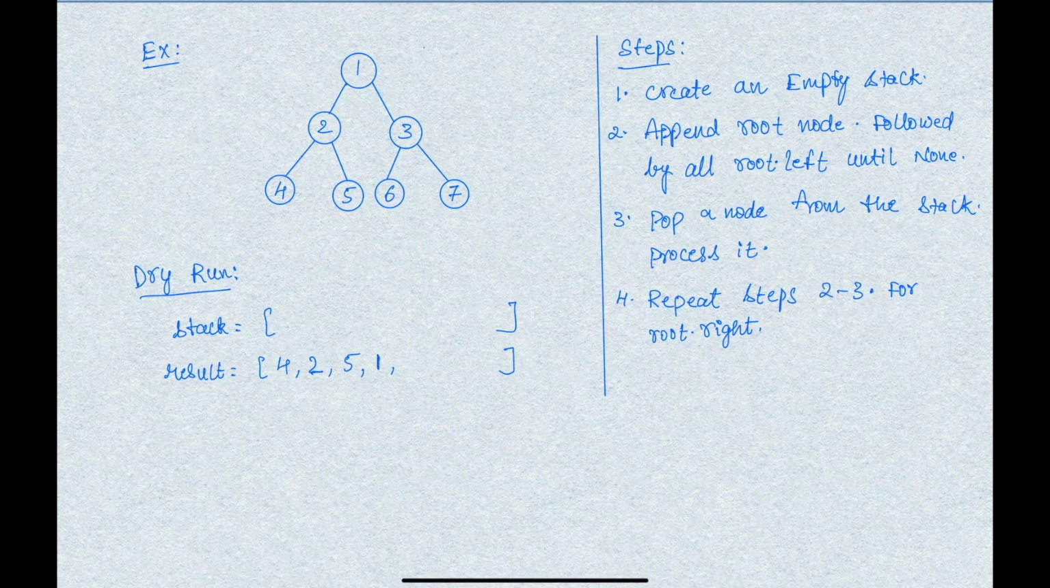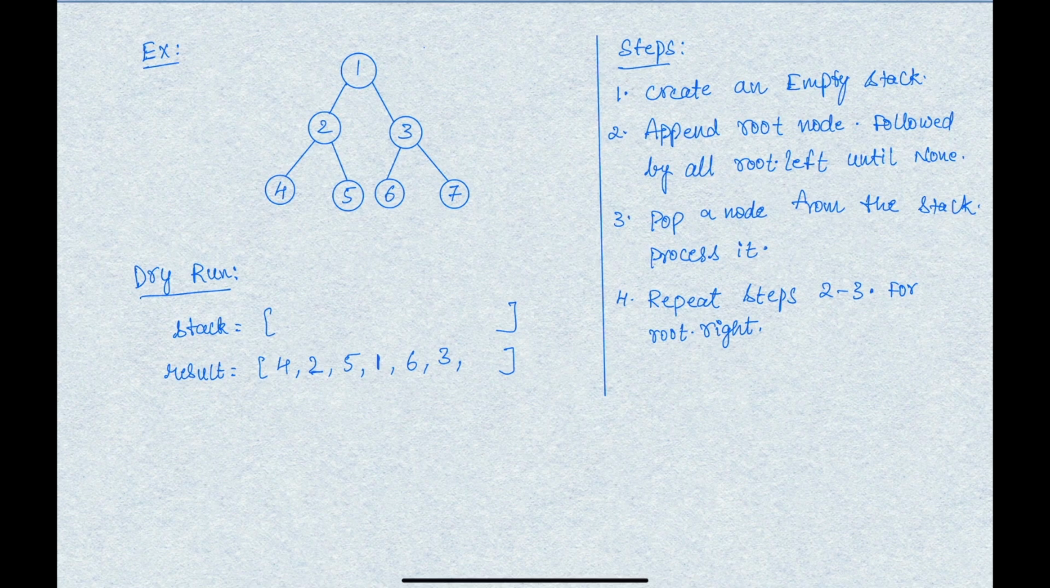So we add root.right, which is 3, and append all the root.left values. Root.left is 6. Then we pop a node from this stack. We pop this 6 and process this 6. Then the next step is again to pop one more node from this stack and process that one as well. That is going to be 3 in this case.